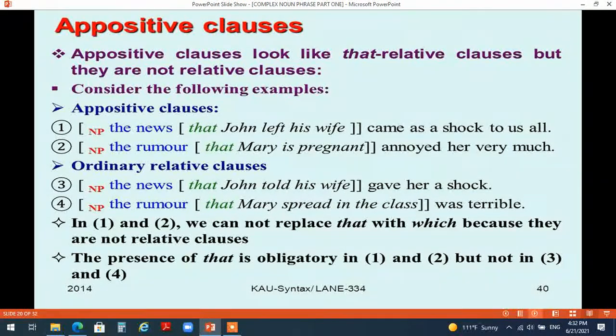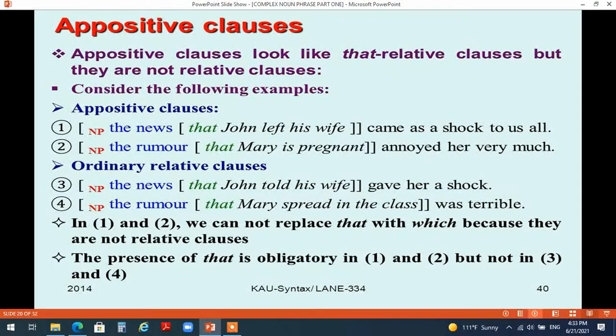But the other two examples, 3 and 4, are ordinary relative clauses. The news that John told his wife gave her a shock. The rumor that Mary spread in the class was terrible. Now, in 1 and 2, we cannot replace that with which because they are not relative clauses. إذن حتى أقطع الشك باليقين وأكون على ثقة بأنه المثال أمامي هو appositive or relative clause, إذا عندي الكلمة that وقدرت أستبدلها بwhich إذا معناها عندي relative clause. أما إذا ما أقدر أستبدلها بwhich فقط أقدر أستخدم that إذا I have an appositive clause. فلاحظوا بالمثالين الأول والثاني I cannot say the news which John left his wife, the rumor which Mary is pregnant.